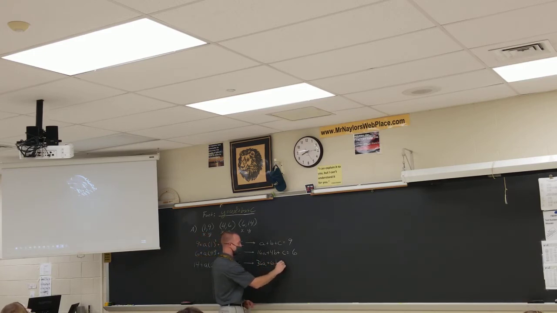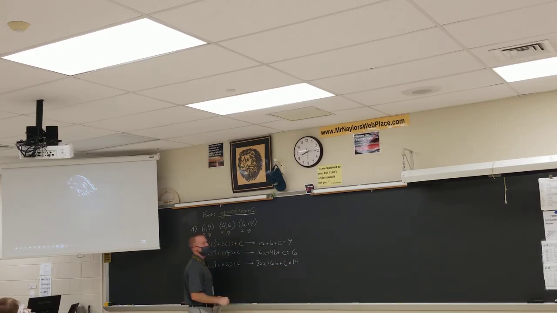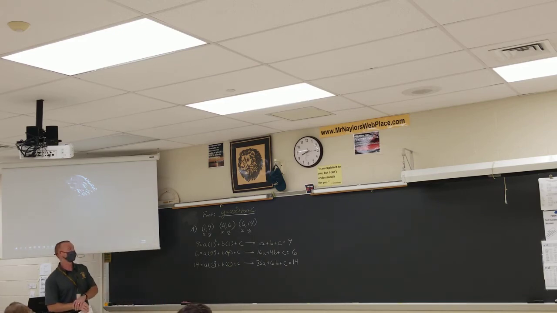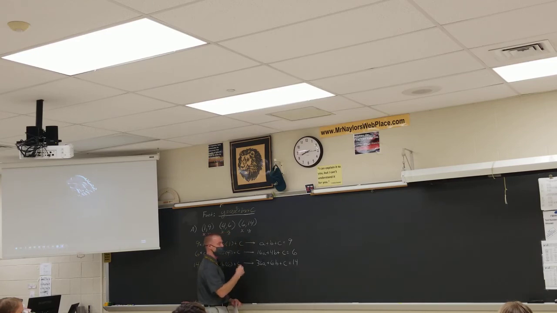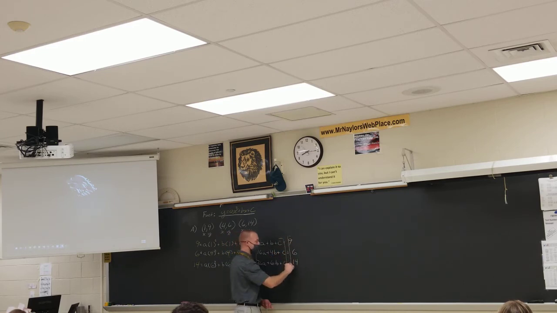3A, 6B, and C equals 14. Again, it looks like we're creating something with coefficients and constants, something we know to be a system. Make sure you realize that what's really going to happen here is we're going to solve for A, B, and C. That's a big takeaway. And it looks like it's all primed and prepped for our new technique.